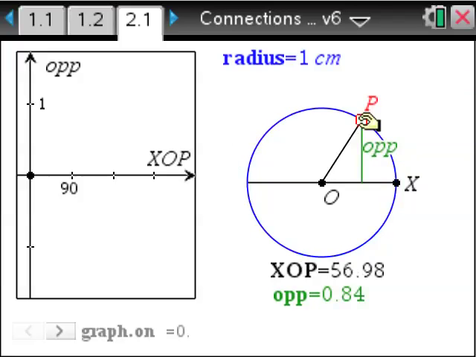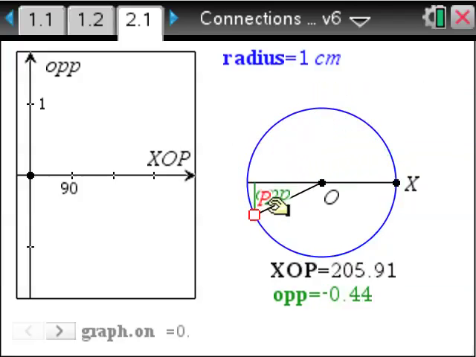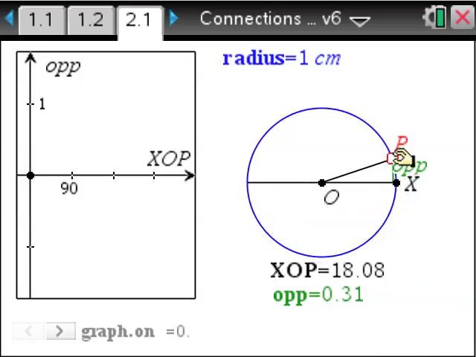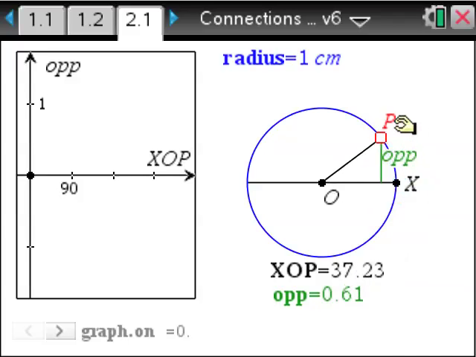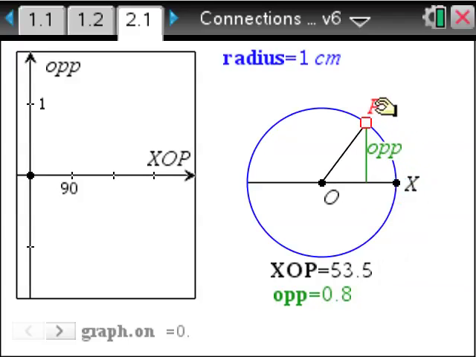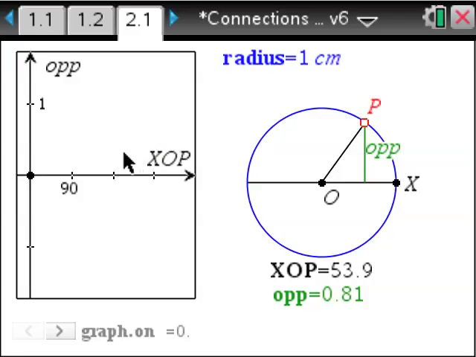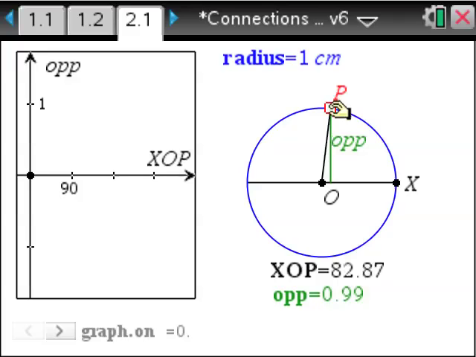We have a point P that we can move around, and as I move the point P around, you can see that there is information being updated below it. The length of the opposite is being updated, and the angle XOP is being updated. Now on the left hand side we are going to try and plot the graph of angle XOP against the length of the opposite, and at the moment there's nothing on show.